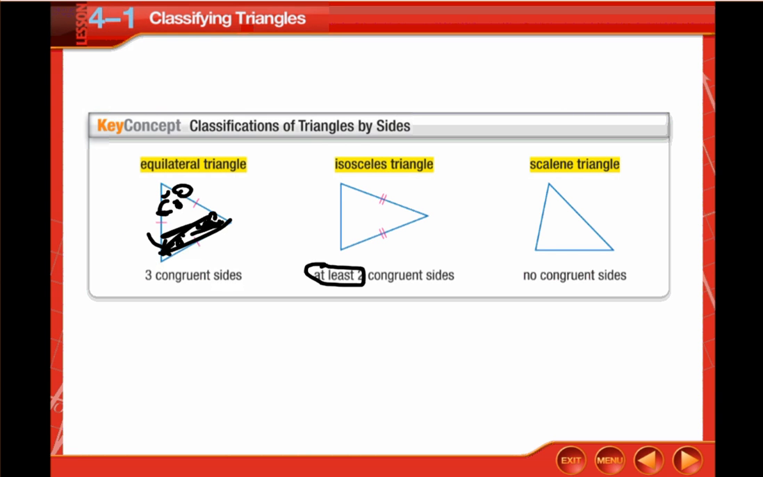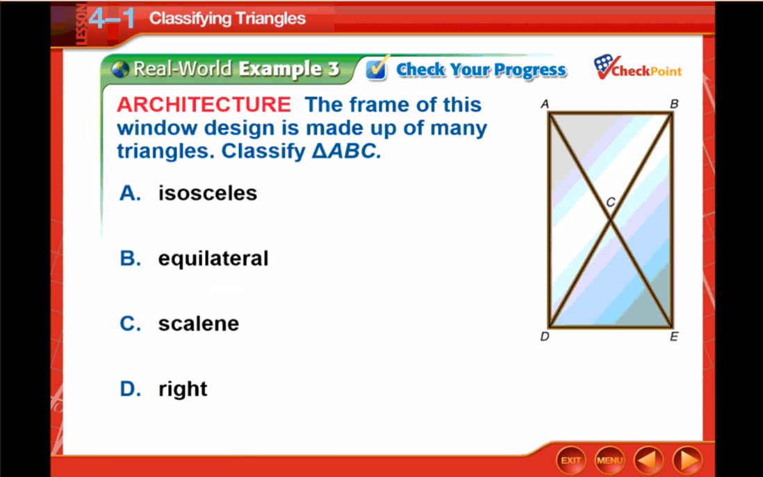Okay, so we've got an equiangular and an equilateral triangle. Okay, so we've got a couple of examples to look at here. This frame of this window design is made up of many triangles.